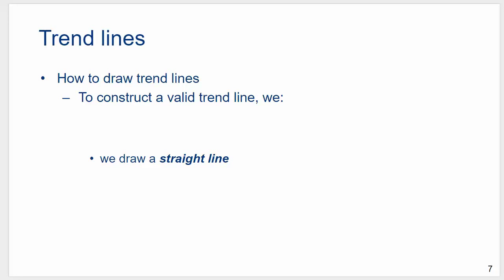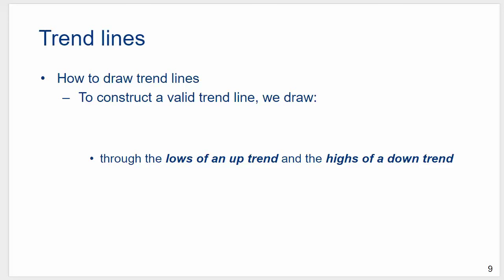We also draw a trend line as a straight line, and I know that a lot of people know this, but it's very important to remember we don't have a curved line, we have a straight line. The other important thing with trend lines is that we use a log price scale. We don't use an arithmetic price scale. And when we draw an uptrend line, we draw it through the lows of an uptrend, or through the highs of a downtrend if it's a downtrend line.